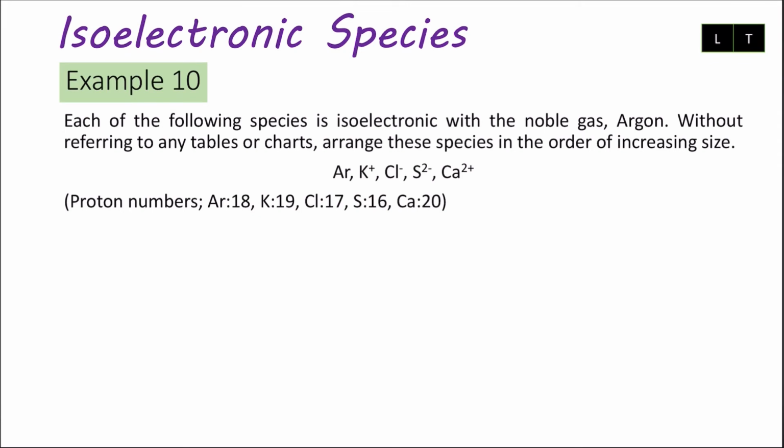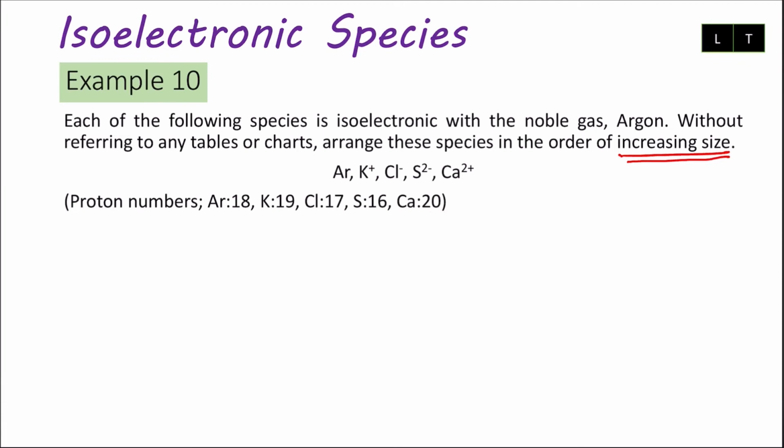Let's try one more example. I want you to arrange these species in order of increasing size. So take a look carefully. It is stated what order you need to arrange. So you have argon, K+, Cl-, S2-, and Ca2+. So there are 5 species here, and you have 1 neutral atom. The proton numbers of them are given here.